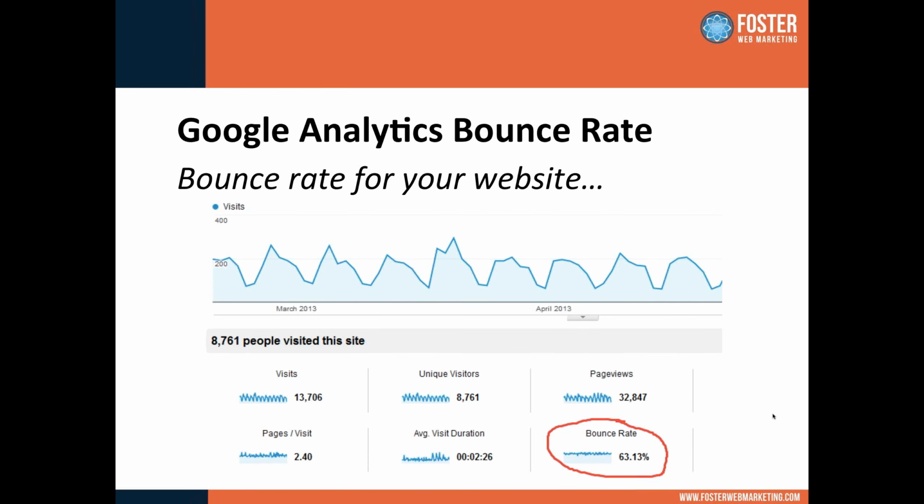Okay, we wanted to show you where you can see this information in Google Analytics. So when you first log in, here's an example of what you would see. As you can see the number of visitors, you can see the page views, all this other information, and then there's that bounce rate statistic, which is shown as a percent. So in this case, 63% of the people who landed on this website left the first page.